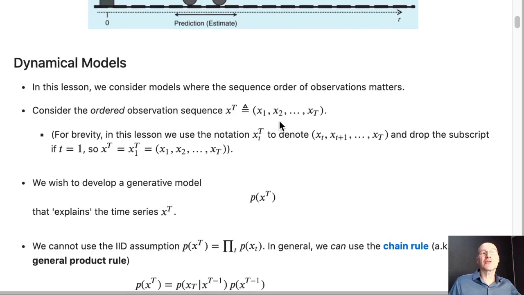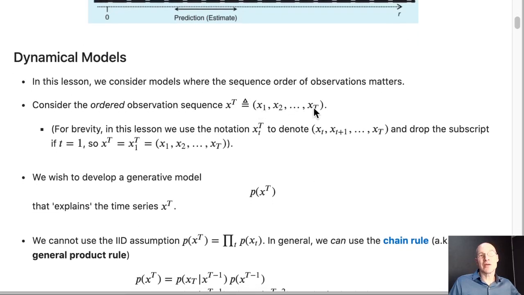So generally here we're concerned with sequences, x1, x2 through x capital T. And now the order matters, right? So I'm going to introduce a shorthand notation for this sequence. x sub t and super capital T means the sequence from x t, x t plus 1 until x capital T. And we're going to drop the subscript if the subscript happens to be 1. So x super capital T is the same as this sequence, just as a shorthand notation. And we're interested in building a generative model that explains this time series, right? So this is p of x1, x2, x3 until x capital T.